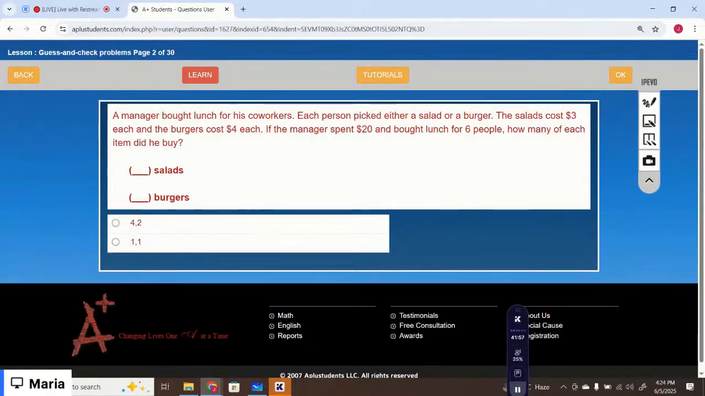A manager bought lunch for his co-workers. Each person picked either a salad or a burger. The salad cost $3 each and the burger cost $4 each. If the manager spent $20 and bought lunch for 6 people, how many of each item did he buy?